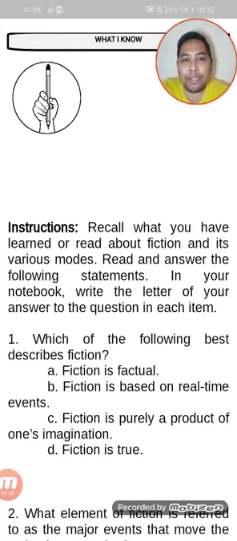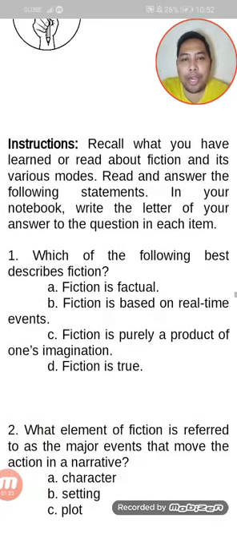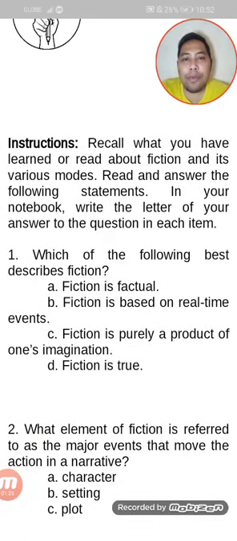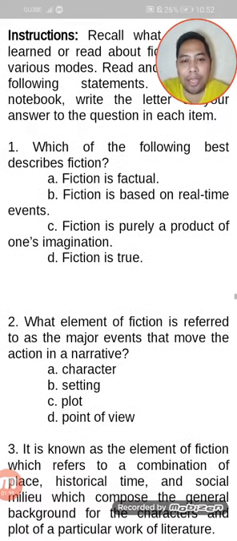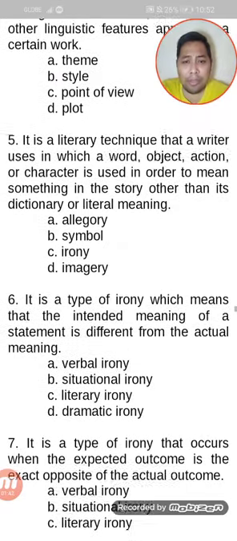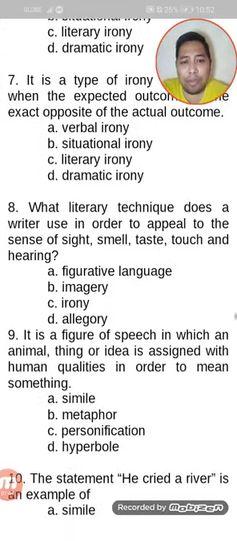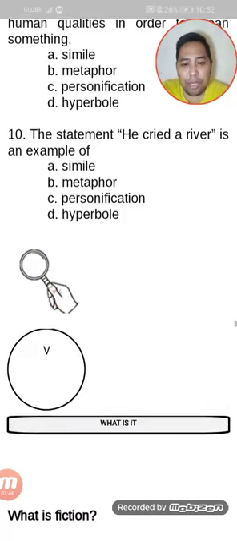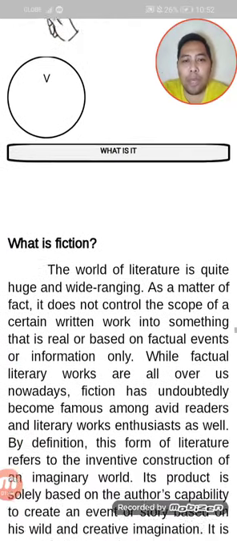So, what I know. Instruction: again, in your activity notebook, recall what you have learned or read about fiction and its various modes. Read and answer the following statements in your notebook. Write the letter of your answer to the questions in each item. So answer this one in your activity notebook. Simple as it is. Just remember all those things. You're done with this. What is fiction?